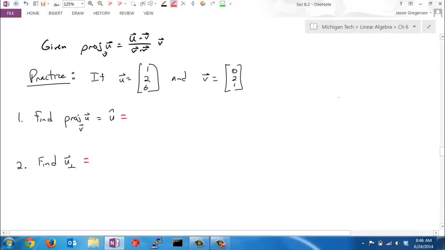So I just take u dot v. U dot v is 0 plus 4 plus 6. V dot v is 0 plus 4 plus 1. If you don't know where any of those numbers come from, please ask. Any questions?